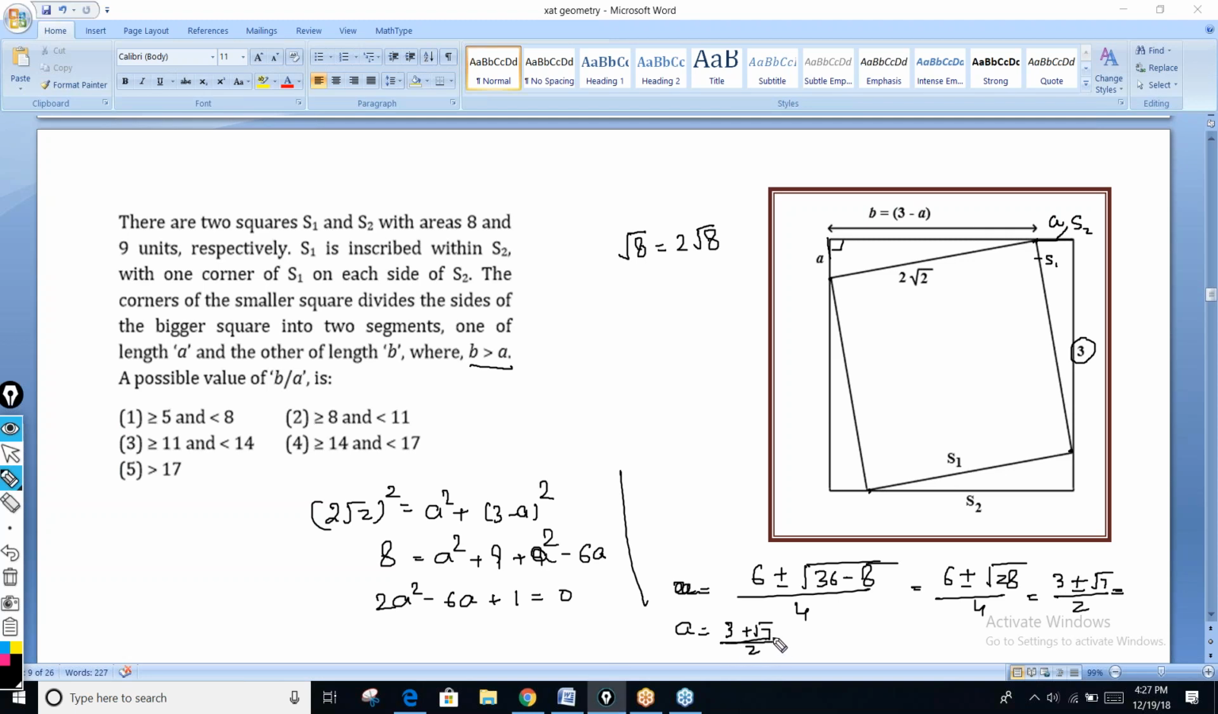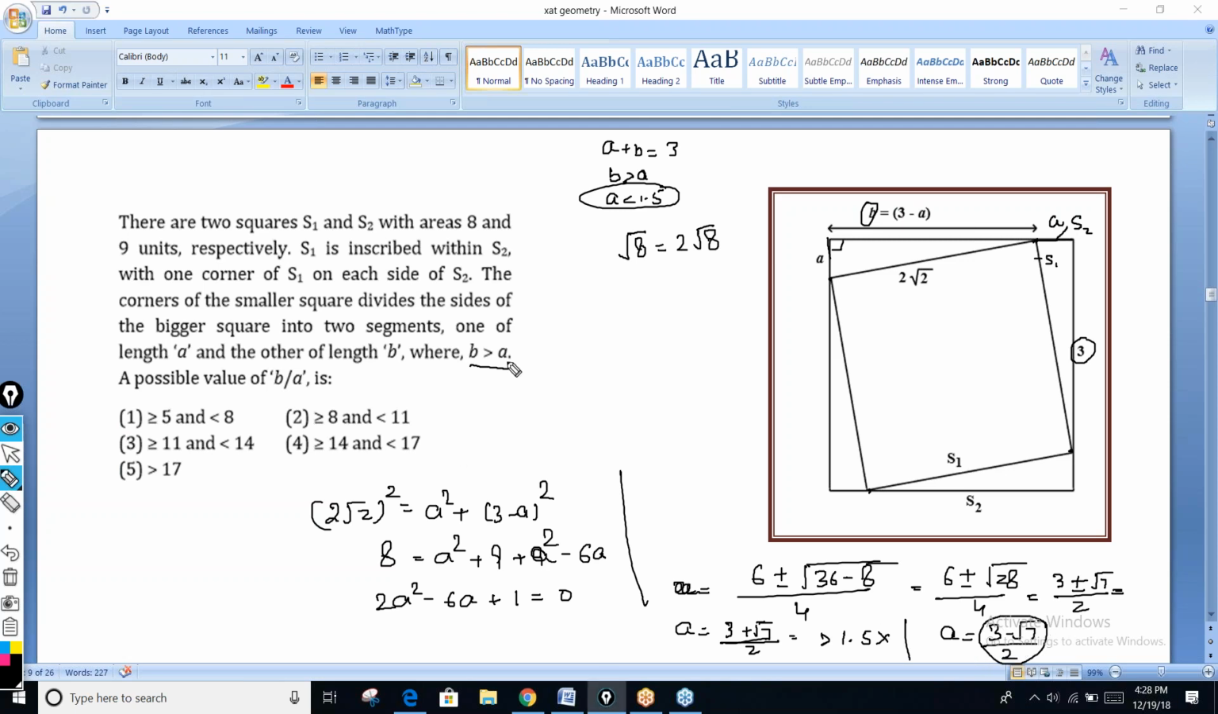If I take 3 plus root 7, that will be 2 point something, and the value will be more than B. Because A plus B together is 3 and B is greater than A, A has to be less than 1.5, less than the half. But if I take 3 plus root 7, A will be more than the half. So it is not possible. So the only possible value for A is (3 − √7)/2.